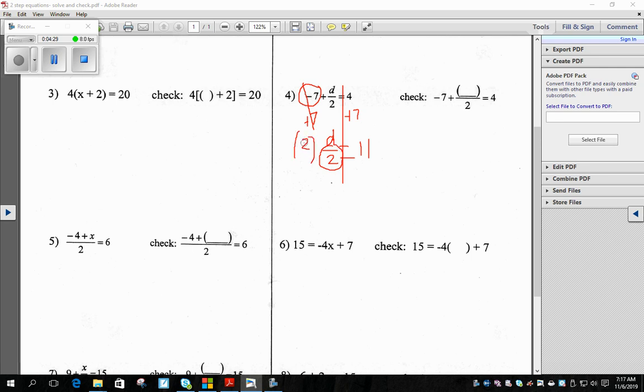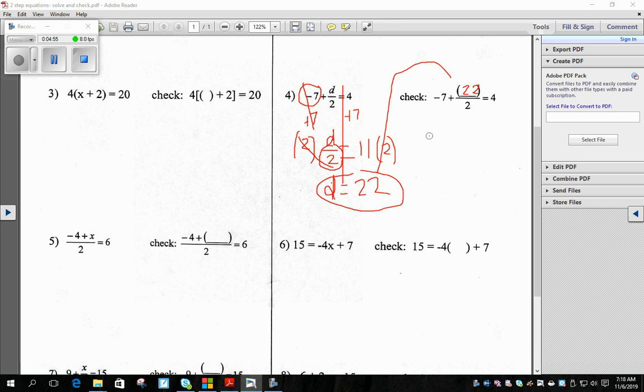If I have a 2 up top and a 2 below, they cancel out because they make 1. I'm left with d is equal to, and what I do to one side, I do to the other. So I have 22. Now here's how we're going to check. Go ahead and plug 22 back in for where that d variable is. So d is 22. I'm going to plug it in where the d was.